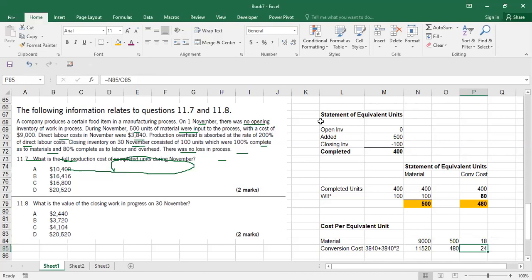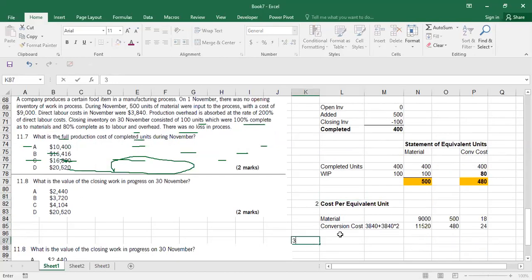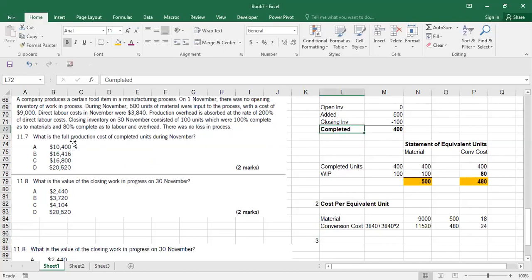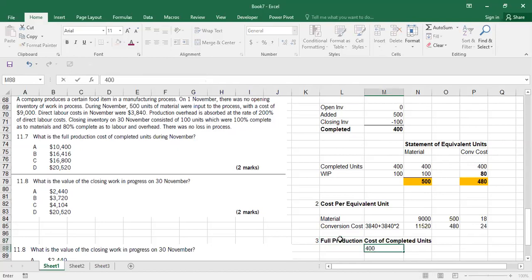So this was step number 1. This is your step number 2. And then will come step number 3, because this is what they ask you. So the question says, what is the full production cost of completed units? So I would say the full production cost of completed units. And you know how many units you have completed. You have completed 400 units.